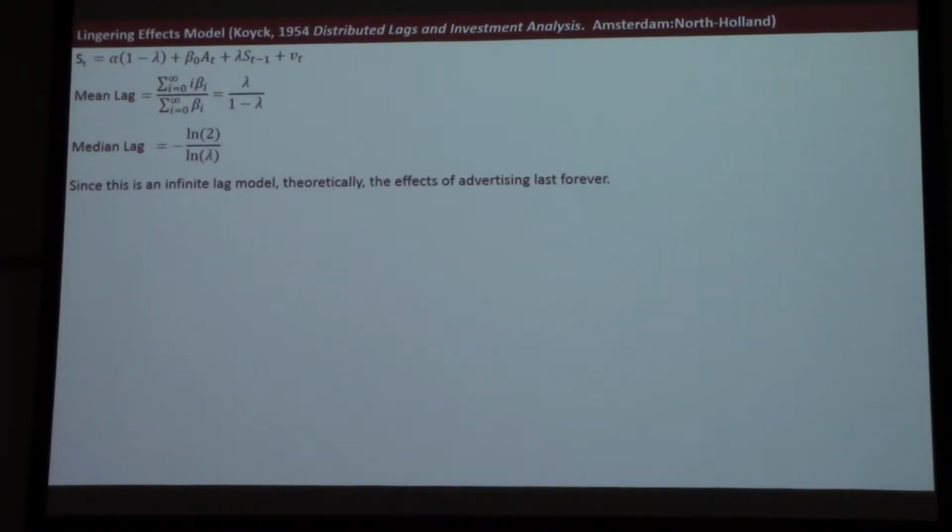All right, so here's our model. Here's some of the other cool stuff. The mean lag, on average how long advertising is lasting, is lambda over 1 minus lambda. The median lag is the log of 2 over the log of lambda, the negative log of 2 over the negative log of lambda. Those will be pretty close to each other. Again, this is an infinite period lag, so it goes on forever theoretically.